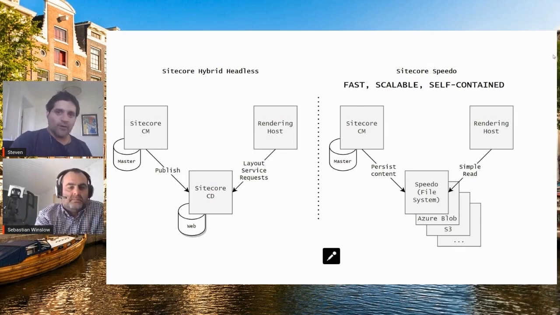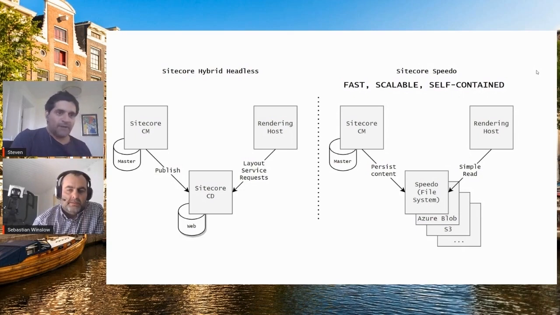What we were thinking was, maybe we can do something where we persist the content instead of relying on the CD. We persist it into a blob. In this case, currently in what we are going to show you, it's using a file system, but you could be persisting this into Azure blobs, S3, whatever you wanted. And then the rendering host is simply just serving static assets.